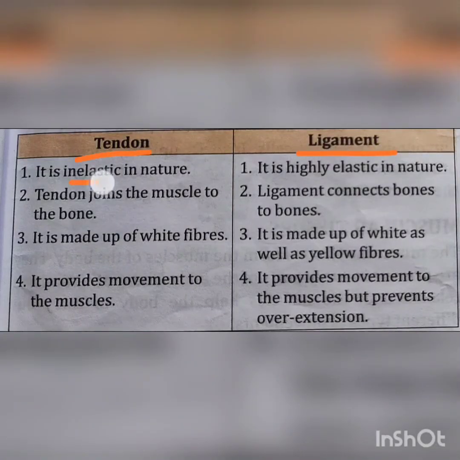Tendon is inelastic in nature. Ligament is highly elastic in nature. Tendon joins muscle to the bone. Ligament connects bone to bone. Tendon is made up of white fibers. Ligament is made up of white as well as yellow fibers. Tendon provides movement to the muscles. Ligament provides movement to the muscles but prevents overextension.